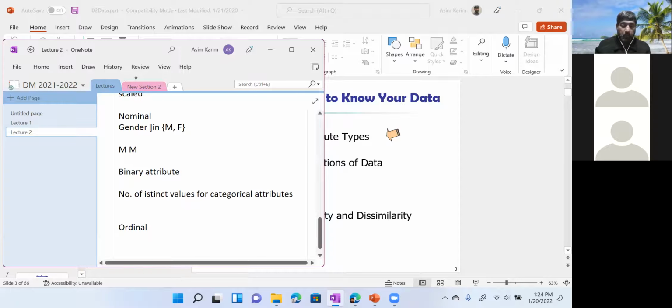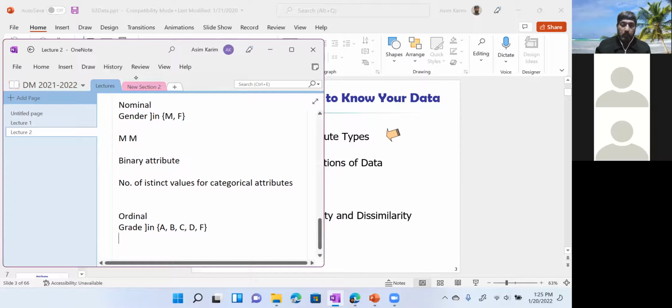So ordinal attributes can be compared. In addition to being matched, they can also be compared. And the typical example here would be grade. So grade can be any value from A, B, C, D, and E, for example, or let's say F. So the attribute grade can take on one of these five values, A, B, C, D, and F.